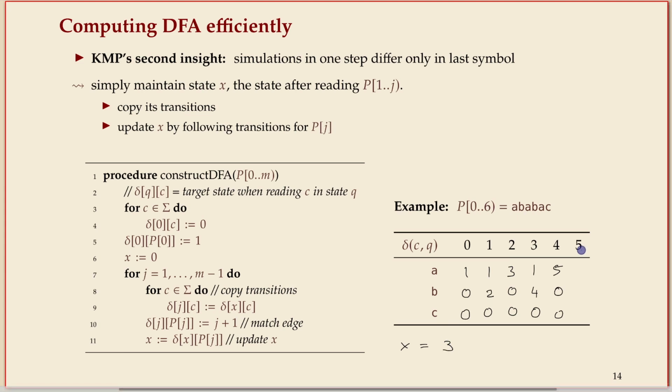All right, and one more time. We copy from state 3, 1, 4, 0. And we have a match edge for C. So here we go to state 6. Let's see if I did it correctly. Yeah, looks all right.